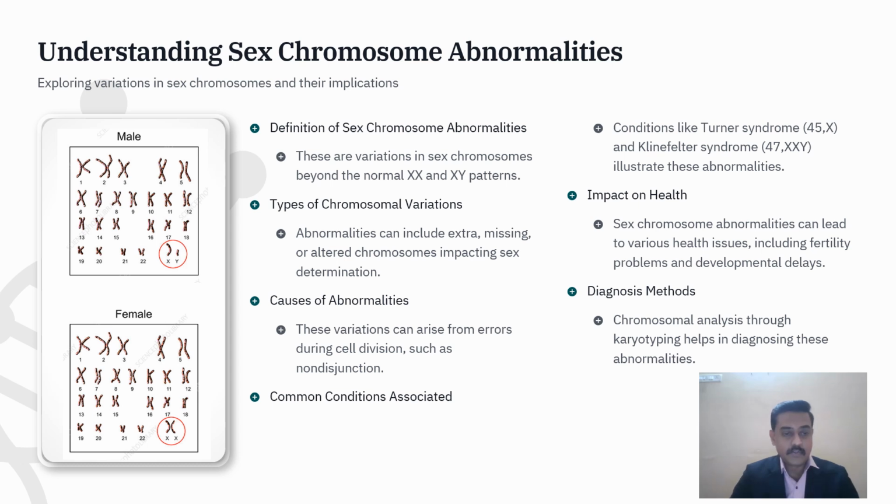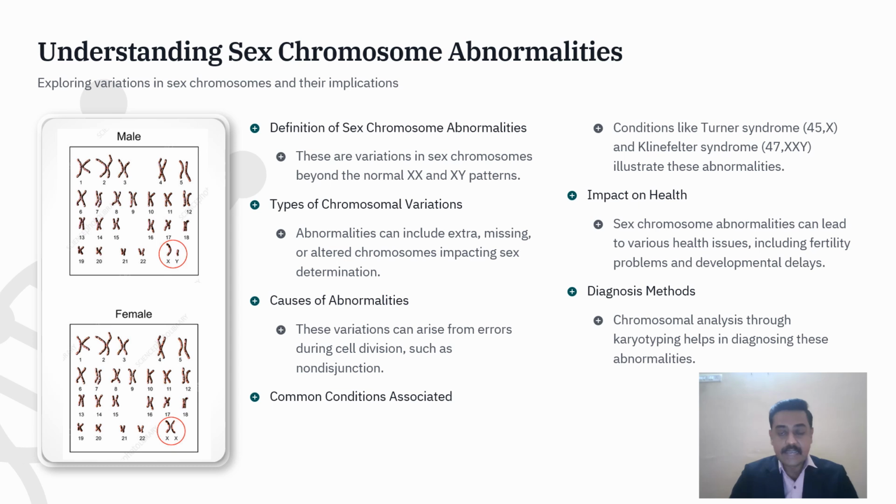These sex chromosomes are responsible for determining the biological sex of an individual. In the case of females, there are two X chromosomes, and in the case of males, there is one X and one Y chromosome. When there are variations in these sex chromosomes beyond the normal XX and XY pattern, it invariably results in sex chromosomal abnormalities.